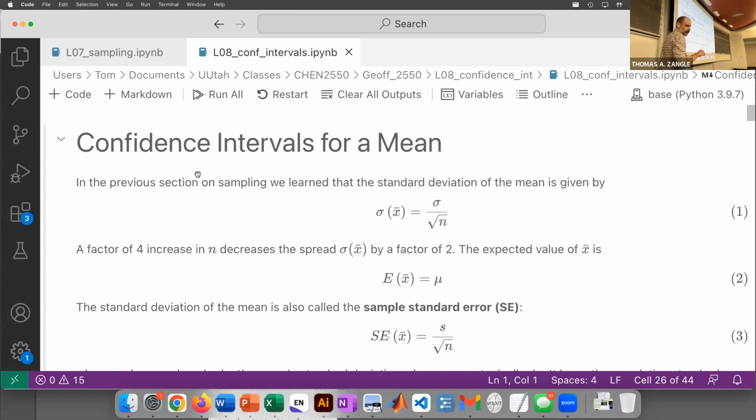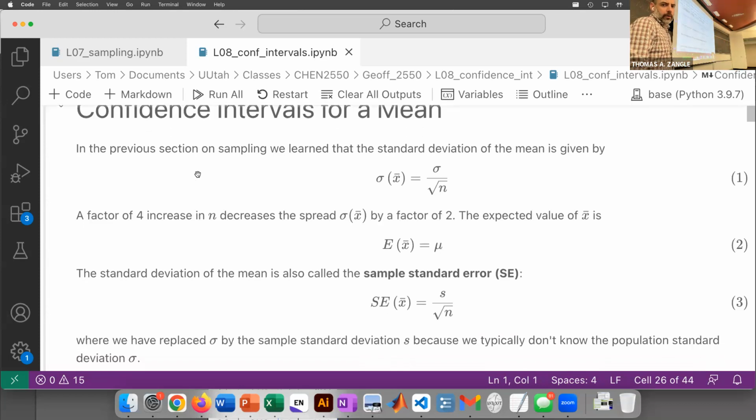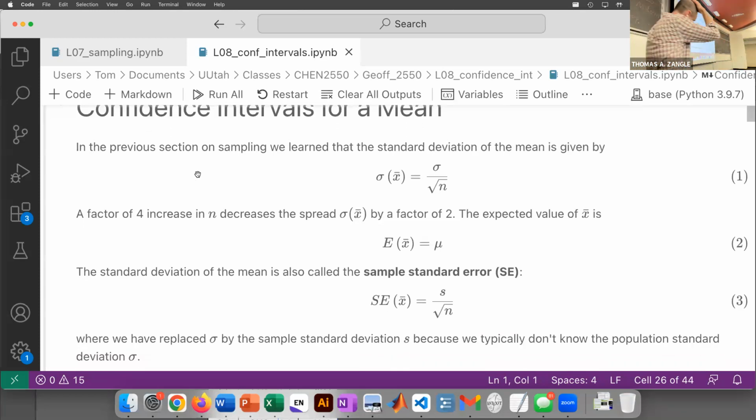Okay. All right, so we learned that the standard deviation of the mean is given by the standard deviation of the population divided by the square root of n. This is like if we make n measurements, so we take a sample of n measurements from a given population. This tells us about what distribution of mean values we would expect to see.